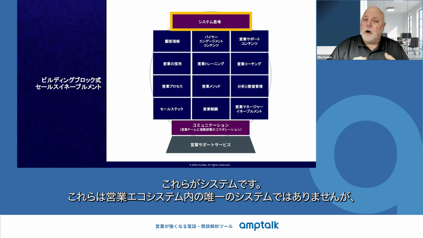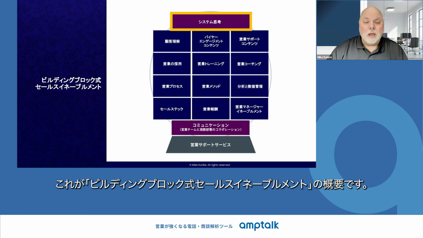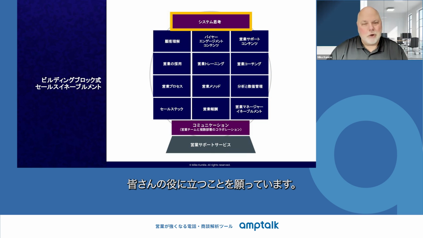Now, those aren't the only systems inside an ecosystem like a sales force, but these are the ones that I've seen produce the best results. And so that is an overview of the building blocks of sales enablement. I hope that's helpful.